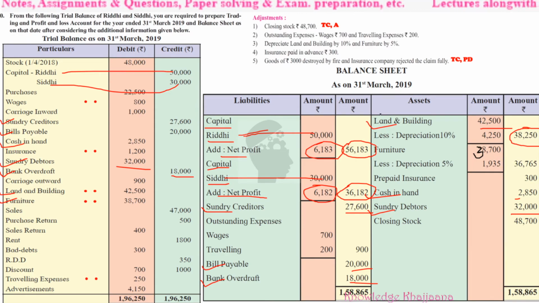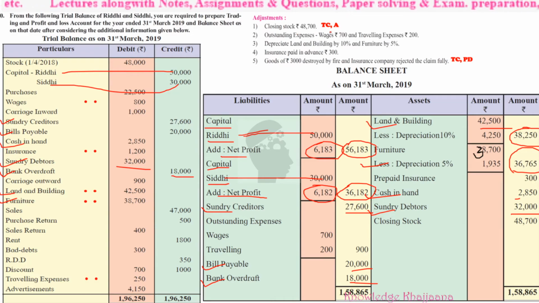And what was the depreciation? How much was the depreciation which was charged on furniture at the rate of 5%? It was rupees 1,935 as less depreciation at 5%. Okay, now we will get the final written down value of furniture, that is 36,765. Then what is the next item regarding the balance sheet? See, there is no item remaining which should be recorded in the balance sheet. Okay, so now we will move to the adjustments.